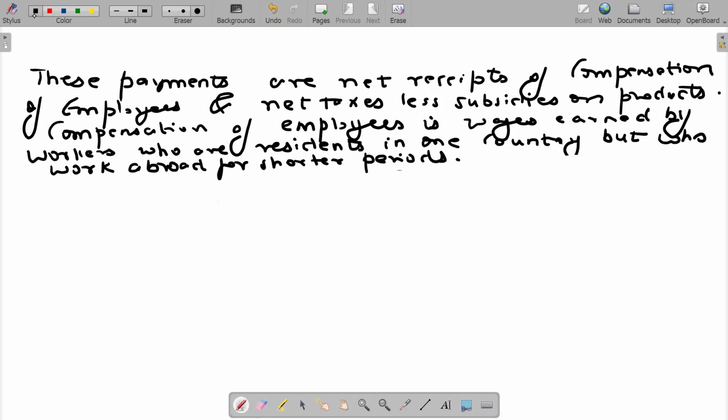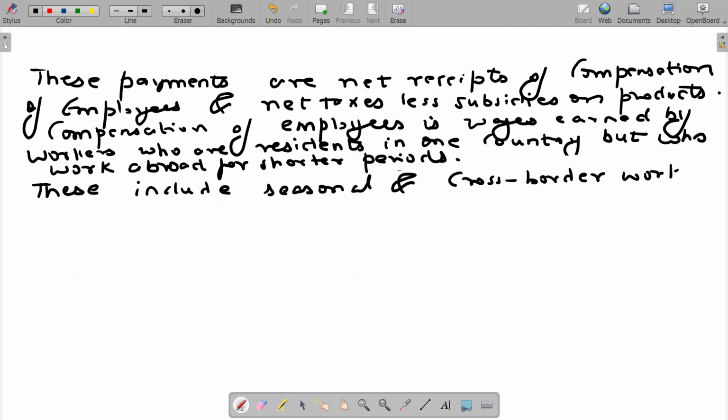Okay, so basically these workers include what? These include seasonal or cross-border workers. They are going abroad only for a given season or for a given project. They're going to come back to their own country. Okay, so hoping students have understood this. So now let us look at what is meant by gross national disposable income. After having looked at gross national income, we are now looking at gross national disposable income.